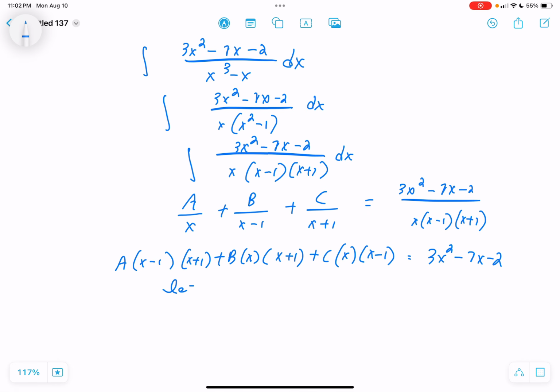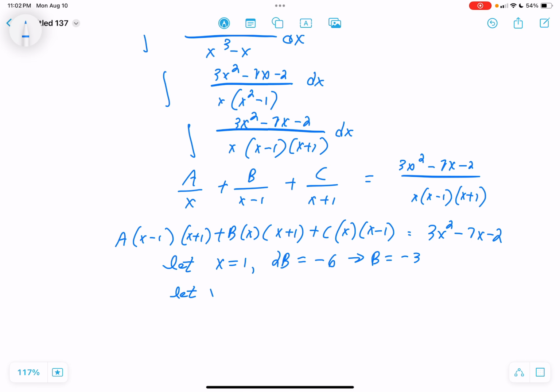All right, looks quite daunting, but it's really not. So first thing I'm going to do is let x equal 1. Now, notice if I let x equal 1, my a goes away, and my c goes away. And then I'm left with 2b, right? 2b equals 3 times 1 squared, which is 3, minus 7, which is negative 4, minus 2, which is negative 6. And therefore, b must equal negative 3.